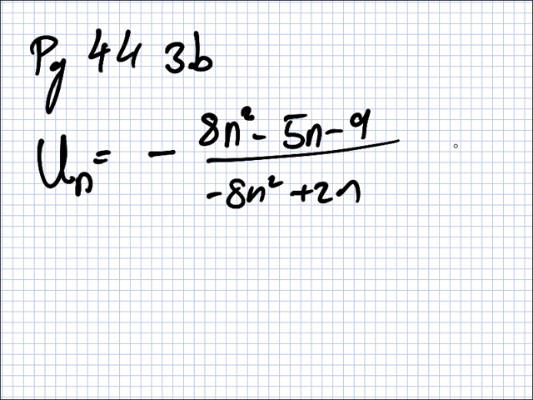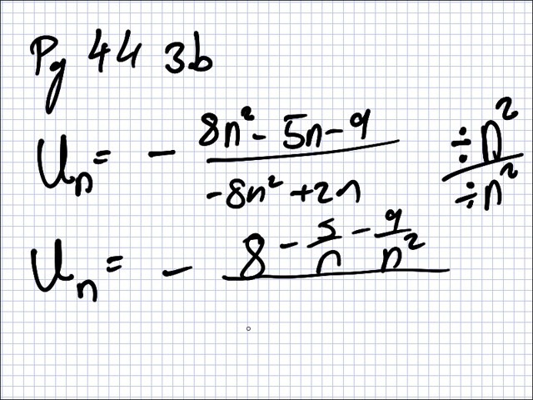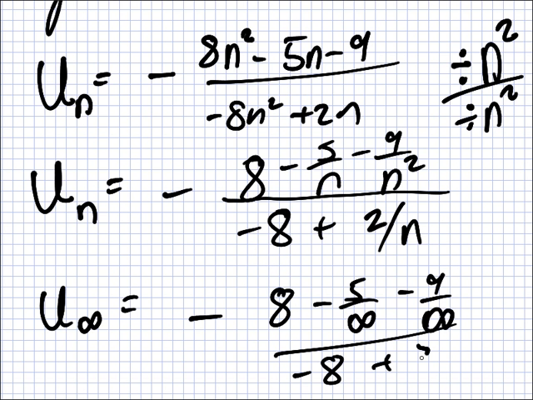But there's a trick here to help you out. Divide. Divide by what? Divide everything by n squared. Yeah. So you change the problem from this into this. 8n squared divided by n squared is 8. 5n divided by n squared is 5 over n. And then 9 over n squared. Minus 8 plus 2 over n. Now this is much better, because if you put infinity in now, you get 8 minus 5 over infinity, minus 9 over infinity, minus 8 plus 2 over infinity.